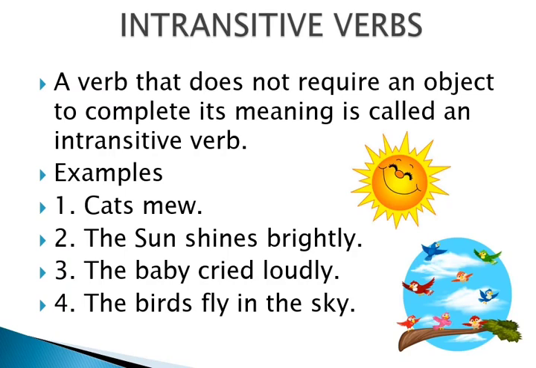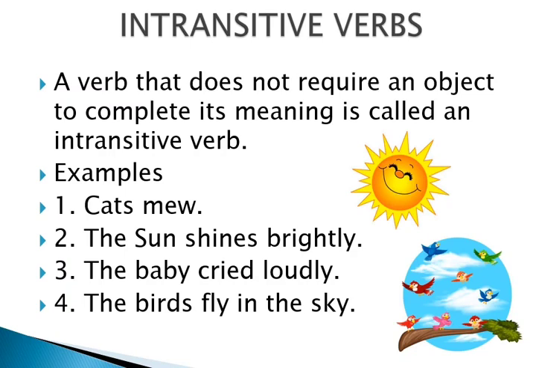When I say cats mew, you understand what I'm telling you. It's a complete sentence. The sun shines brightly. The sun is your subject, shines is your verb, but brightly is not an object. And how do you know it's not an object? You ask the question. After shines, what will be your question? How does the sun shine? Brightly. How, not what. The baby cried loudly. How did the baby cry? Loudly. The birds fly in the sky. Where do the birds fly? In the sky. Children, these sentences are giving you answers to how and where.